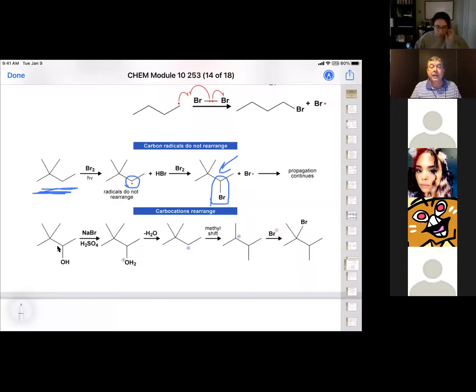Okay, if we were to go through the carbocation intermediate, for example, this acid catalyzed dehydration, where we end up with a carbocation, we're going to end up with a methyl shift. And if we end up with a methyl shift, that means we'll then have a bromine on a tertiary carbon and not on the original secondary carbon. In fact, we've rearranged our skeleton. So that's one advantage of using radical reactions over carbocation reactions, because they do not rearrange.